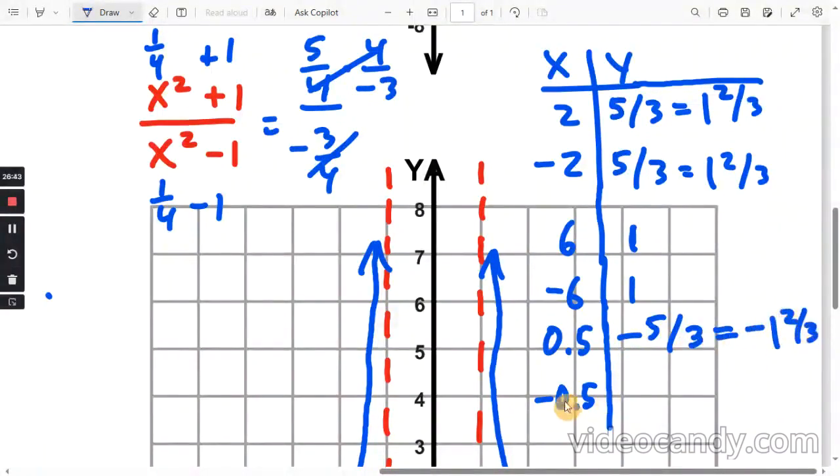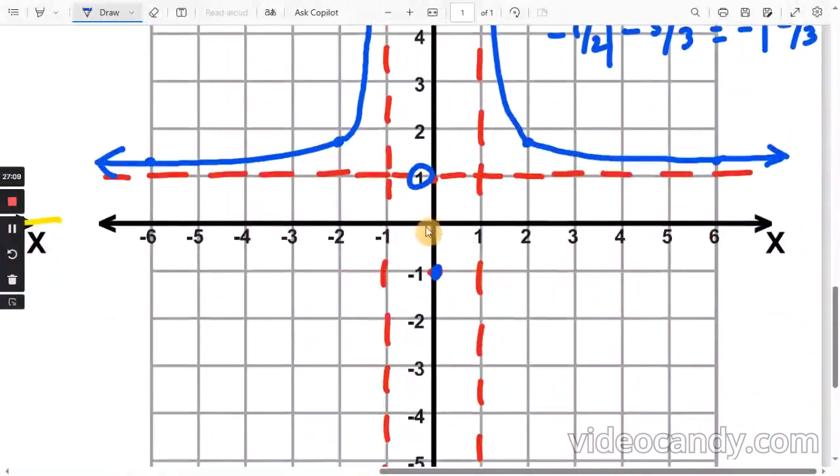And of course, the negative version of that, because it's squared, it's the same thing. It's going to be -5/3 or -1 2/3. All right. So forget I said 0.5. We didn't even need to do decimal. All right. So that's going to be at 1/2 and -1/2. All right. So at 1/2, it's -1 2/3. At x equals -1/2, it's the same thing.